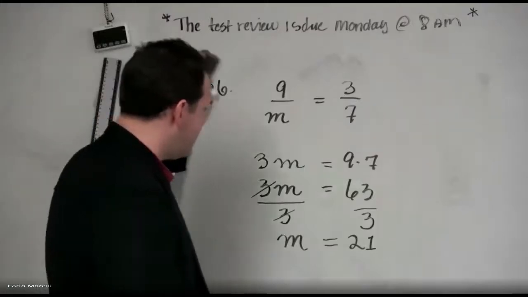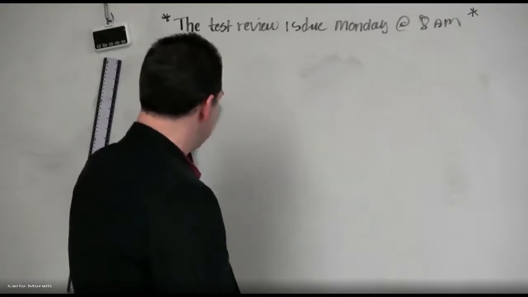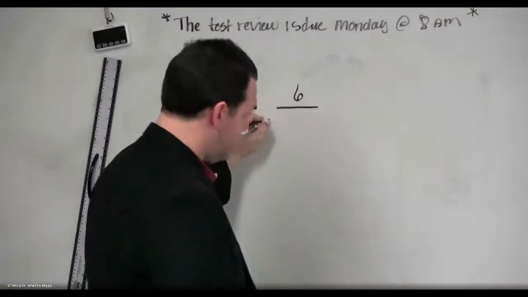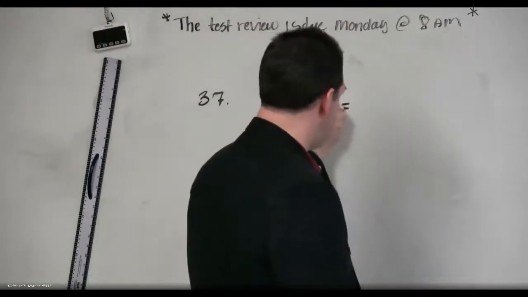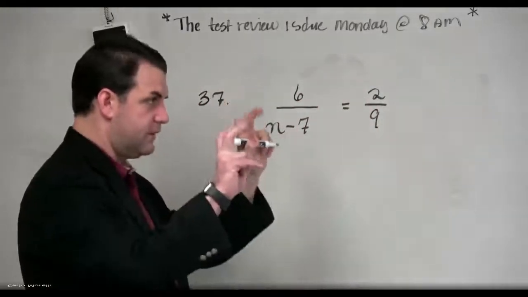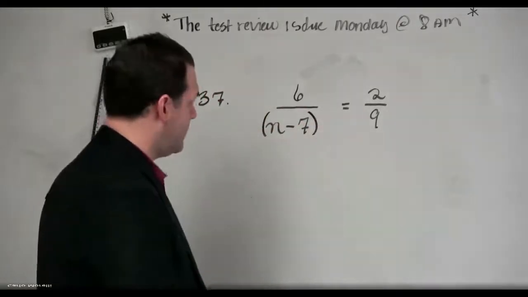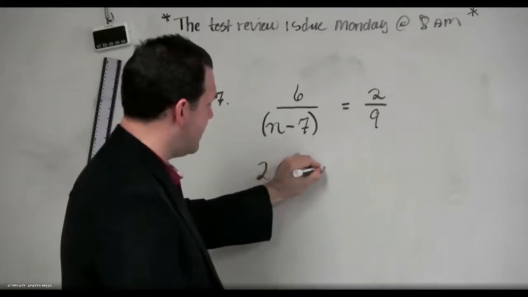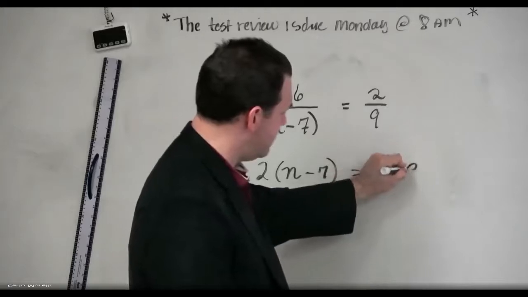All right, moving on to number 37. Things get more interesting. We have 6 over n minus 7 equals 2 over 9. Okay, so again, we're going to butterfly, but we're going to multiply 2 times this whole binomial. So we'll write 2 open parentheses, n minus 7, close parentheses, equals 6 times 9.